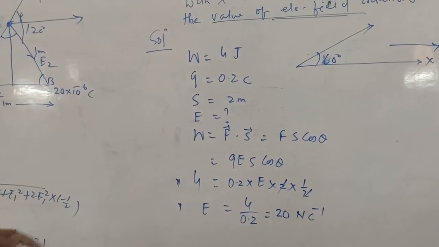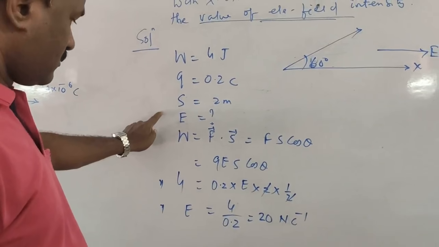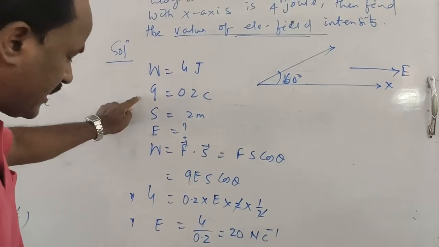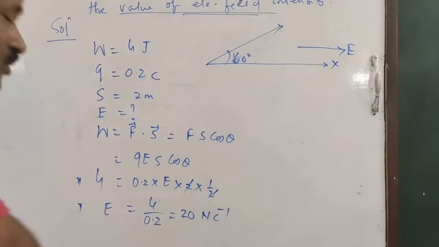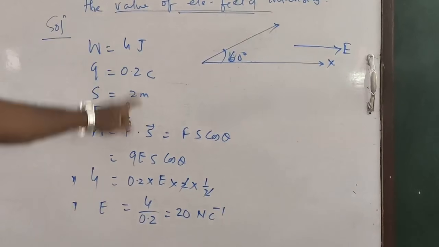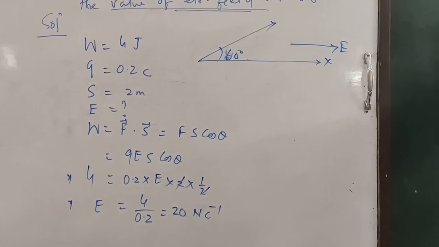So this is what we have done in displacing the charge through a distance in an electric field, whose magnitude is determined to be 20 Newton per Coulomb. Clear? Next we will proceed.